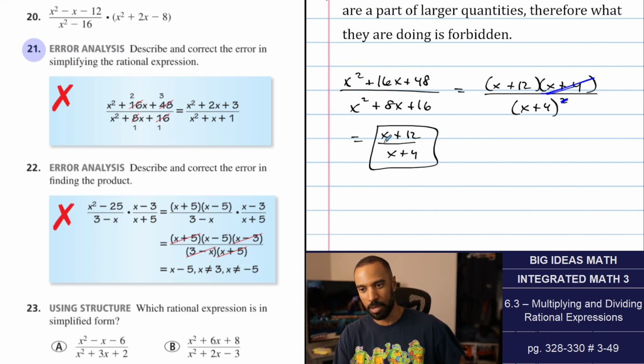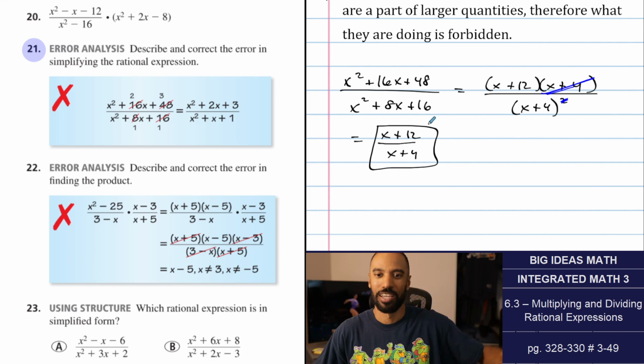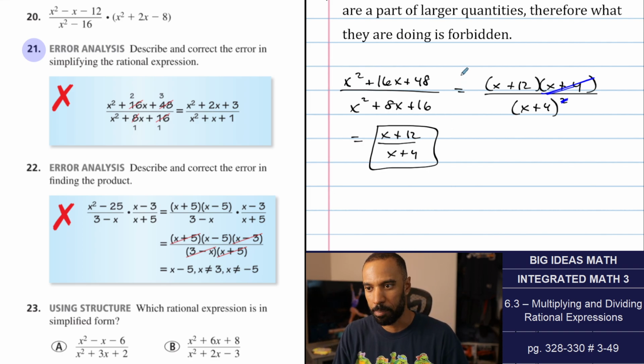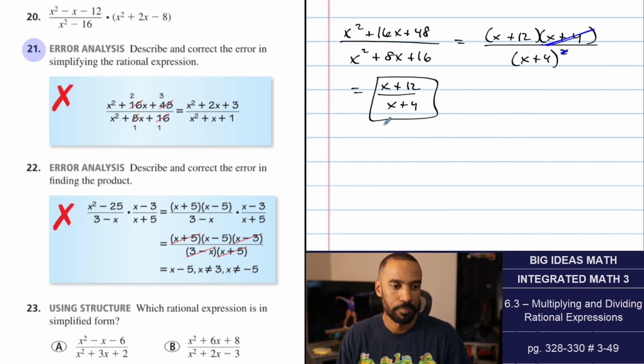And no, you can't do anything else with this one after. 12 over 4 doesn't become 3. x over x doesn't cancel or become 1 or anything. We are done. So that's what that becomes. Now, the x plus 4 is still on bottom, so there aren't any extra restrictions on top of it. We're good. Okay, number 22, let's describe and correct the error in finding the product.